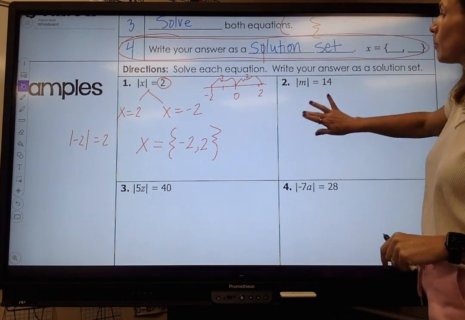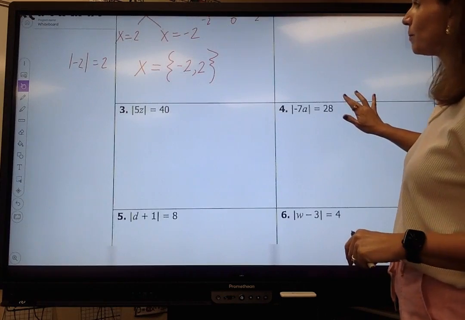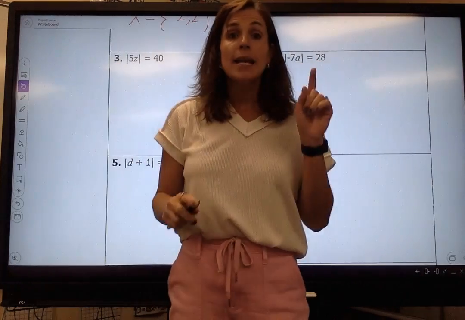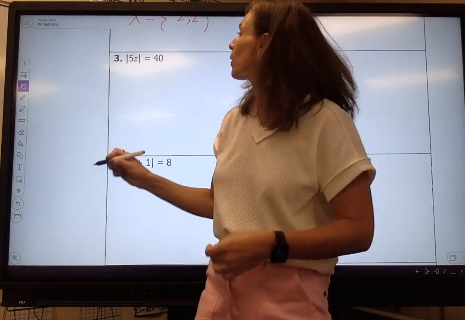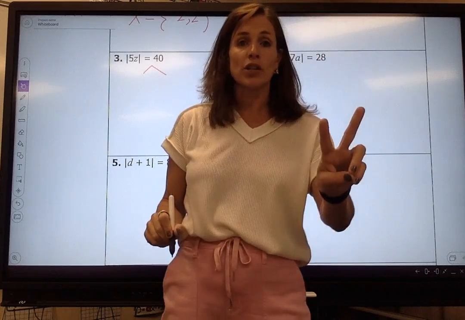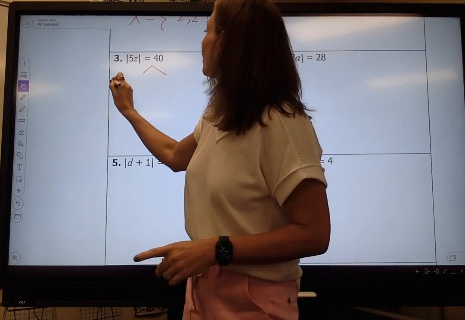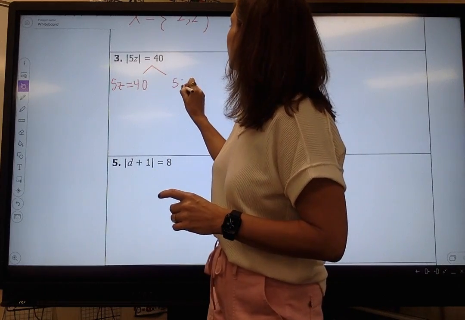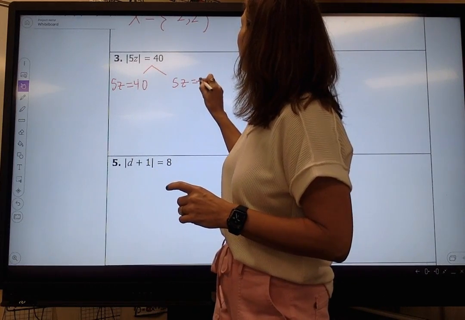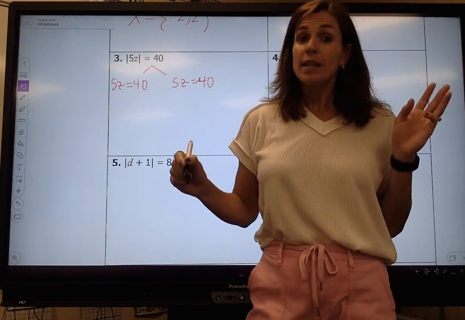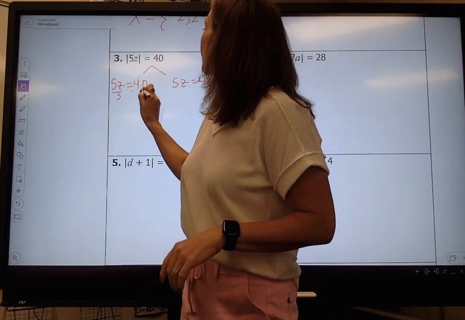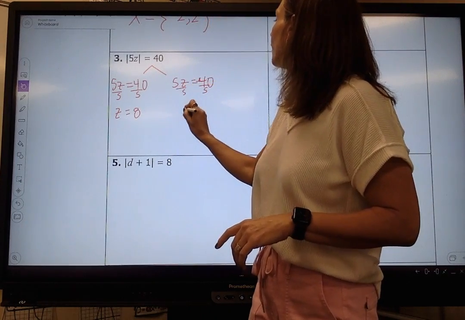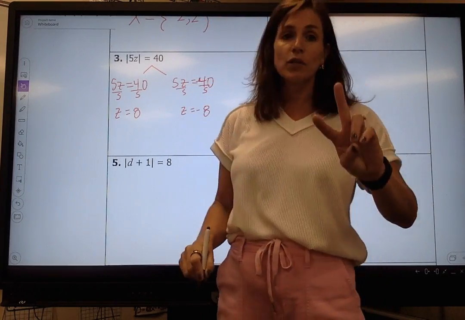All right, let's take a look at number 3. We're going to do a few of these. So, step 1, isolate. It's isolated. Now we're going to branch. I want to see your branches because we're making 2 equations. We're setting the inside, 5z, equal to +40, and we're setting the inside equal to -40. Step 3 is to solve. I divide both sides by 5. Z equals 8. I divide both sides by 5. Z equals -8. I have 2 answers.